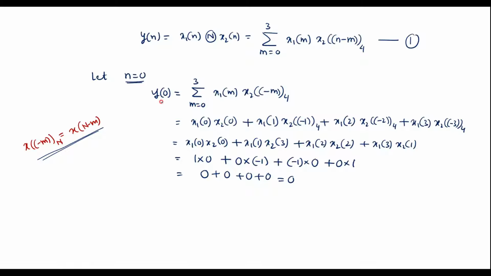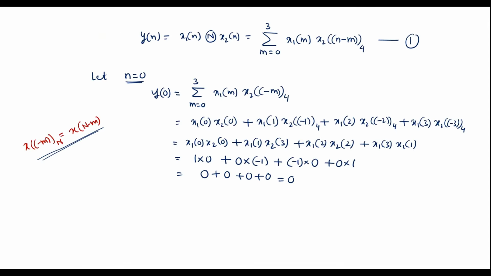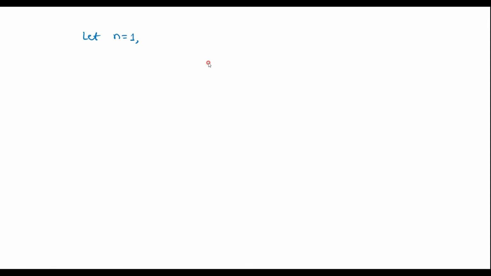So y of 0 value is 0. Similarly, now let me substitute n equal to 1. So let n is equal to 1. I can write equation 1 as y of 1 is equal to summation m equal to 0 to 3 x1 of m, x2 of n minus m.